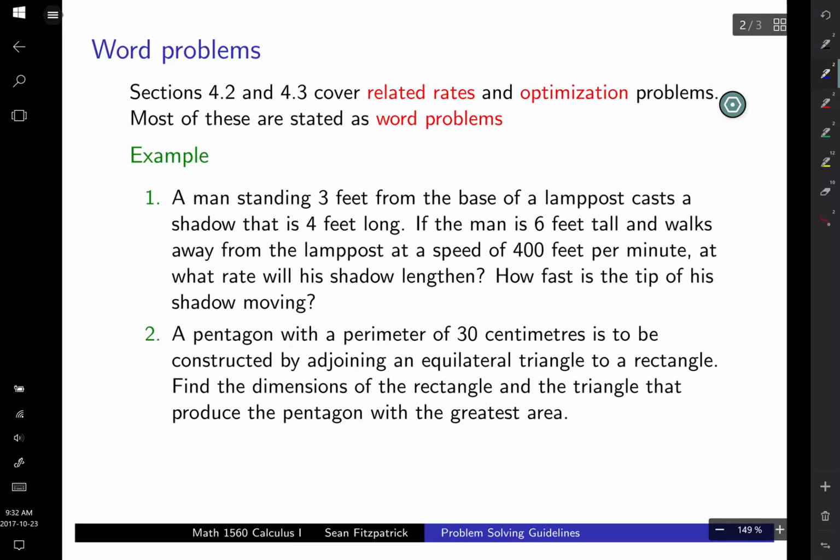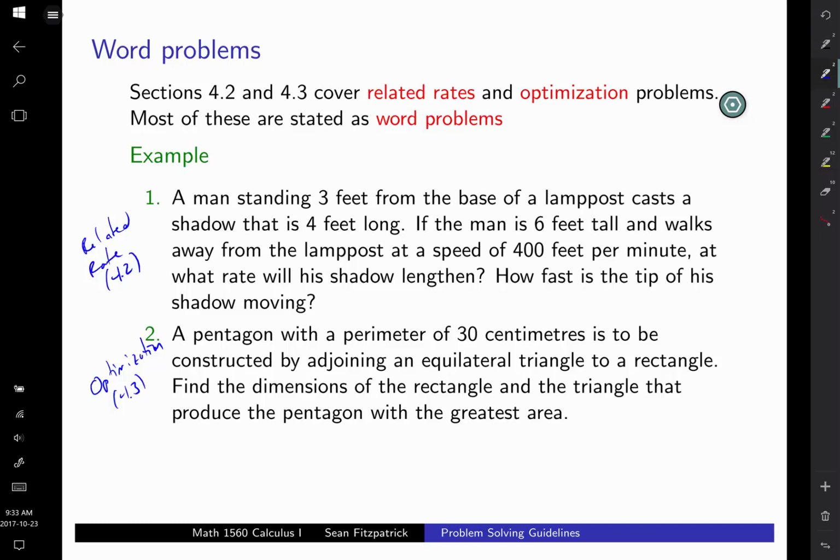So here are a couple of examples of the types of word problems that you might run into. The first one is a related rates problem, from section 4.2. The second one is an optimization problem, from section 4.3. Okay, so I'll let you read the text.